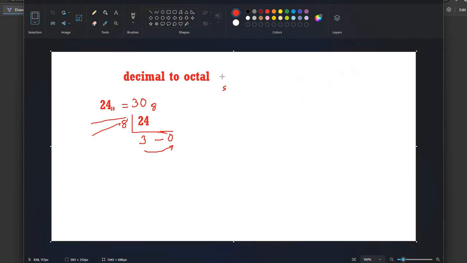So now suppose we have a decimal number, means a fractional number. Suppose 24.375. Suppose this is the number. The base is 10, the decimal number. So we need to convert it into an octal number. So how will you convert? You will convert the first part similar to the earlier part.